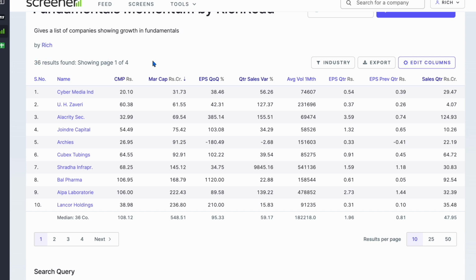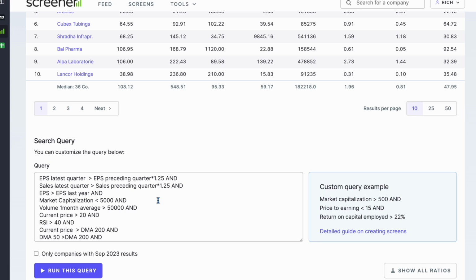Whenever the earnings season is over, every month, just run this scan and get the list of the companies. You'll get 30, 40 companies, or most of them would be the same, and just keep a watch list of these. That is how you can have really good companies with you through the simple scan, right?